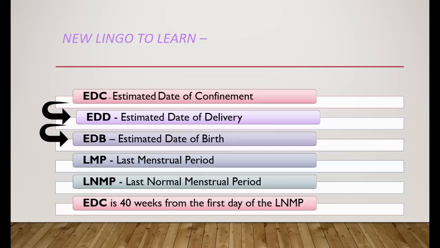So we have some new lingo to learn here in OB. EDC, and you will see that in multiple places throughout this course and throughout your clinicals. EDC means estimated date of confinement. That means their due date. So we also have EDD, estimated date of delivery, and EDB, estimated date of birth. Those are all referring to mom's due date. Then we talked about, like we said, the LMP, last menstrual period, last normal menstrual period. And we date our pregnancy based on the 40 weeks from the last normal menstrual period.